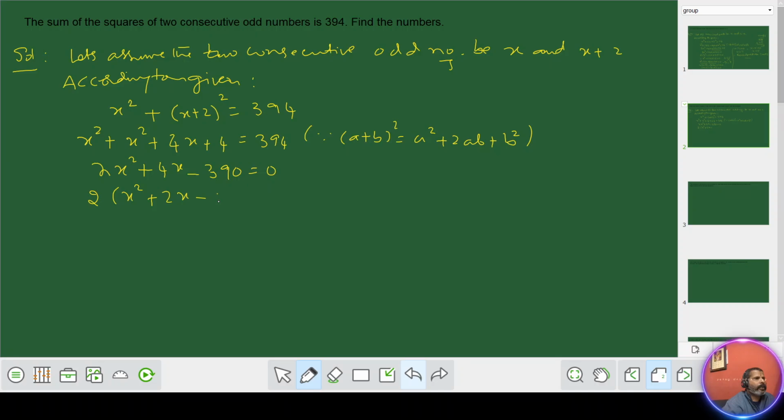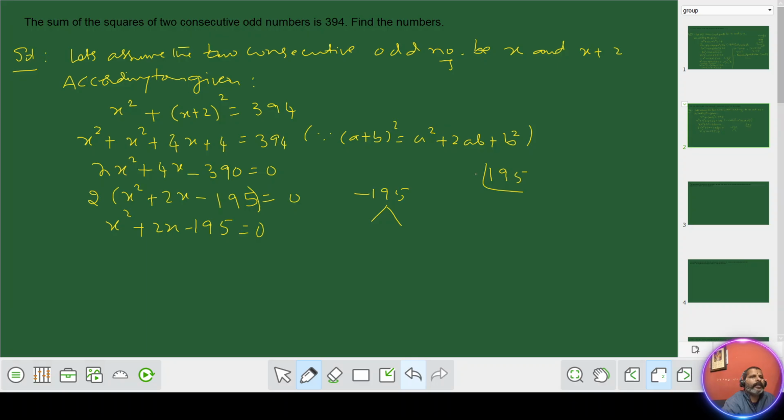2 1s are 2, 2 9s are 18, 2 5s are 10. Okay, 195. Then the quadratic equation becomes x square plus 2x minus 195 equal to 0. Then first into third method, factors for 195. We don't know the factors here. So job is to find using the factor.